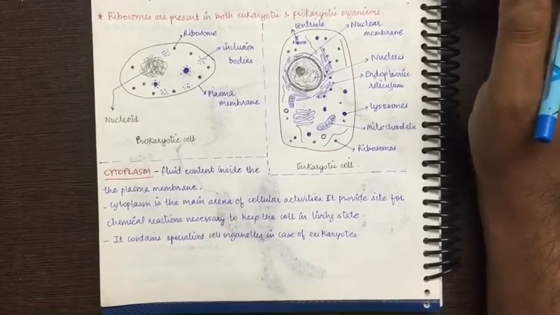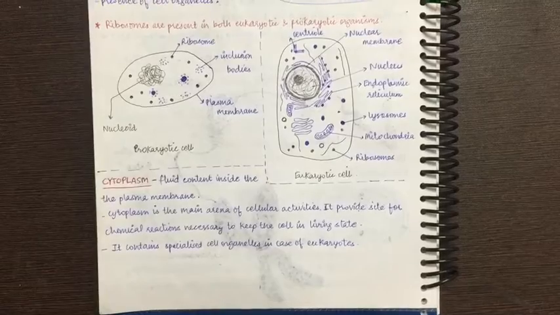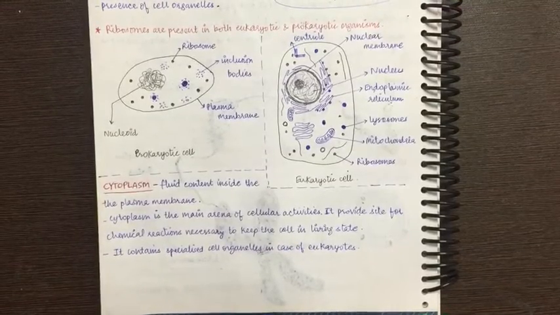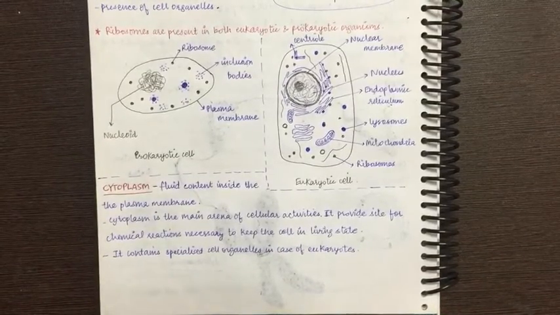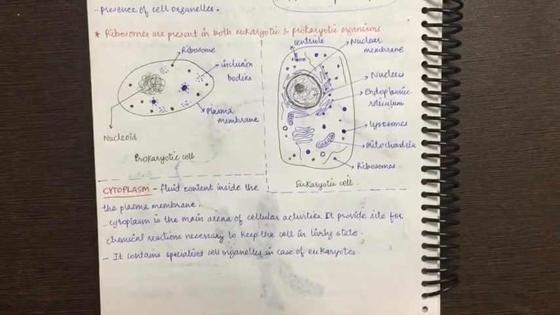Hope you understand up to this. In the next lecture, we will study about different cell organelles, be it endoplasmic reticulum, mitochondria, plastid, and so on.